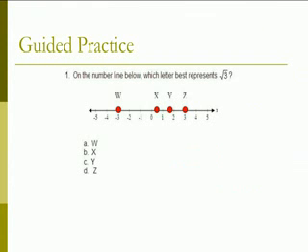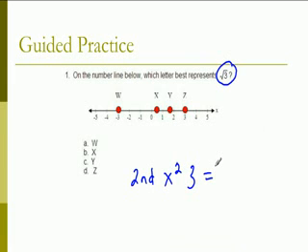Alright, let's do a couple guided practice problems with our square root key. If you do not have your calculator in front of you, please push pause and go get it and come back. If you do, let's move on. It says, on the number line below, which letter best represents the square root of 3? The first thing we need to do is find the square root of 3. So on your calculator, hit second, x squared, 3, equals. Do that now on your calculator. I'll give you a second.